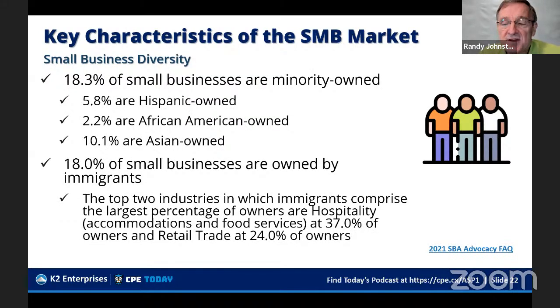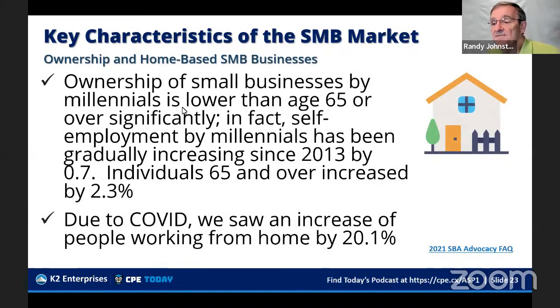Now, in terms of diversity, about 20% are minority owned, about 5% Hispanic, about 2% are African-American owned, and about 10% are Asian owned. About 18% of small businesses are owned by immigrants. And the top two industries where immigrants are active are hospitality, accommodations and food services, and retail trade. So these businesses are driving a lot of the economy as we see it, but a whole lot of those businesses have these needs that we're talking about today.